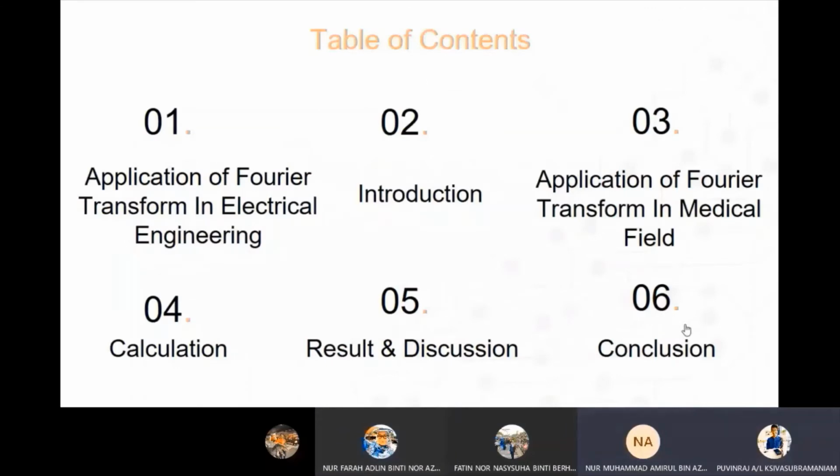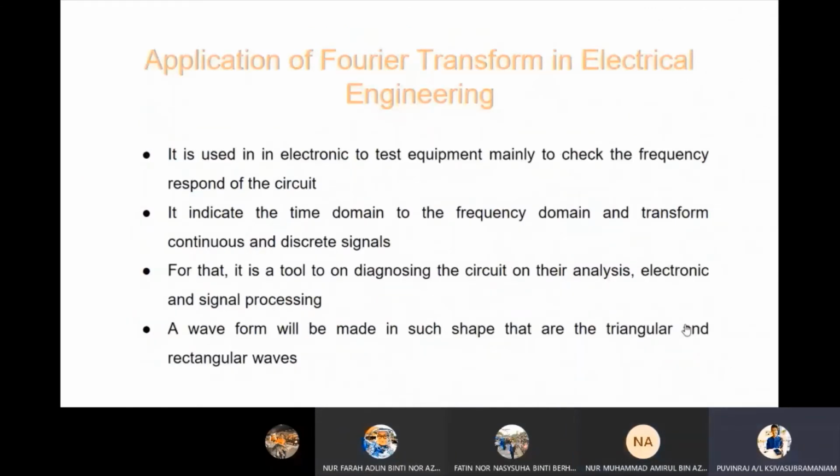We have touched on several parts, and the first one is the application of Fourier transform in electrical engineering. It is used in electronics to test equipment, mainly to check the frequency response of the circuit. It transforms the time domain to the frequency domain and transforms continuous and discrete signals. For that, it is a tool to diagnose circuits in their analysis, electronics and signal processing.